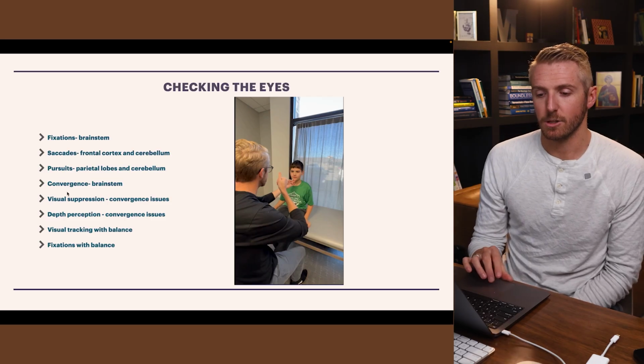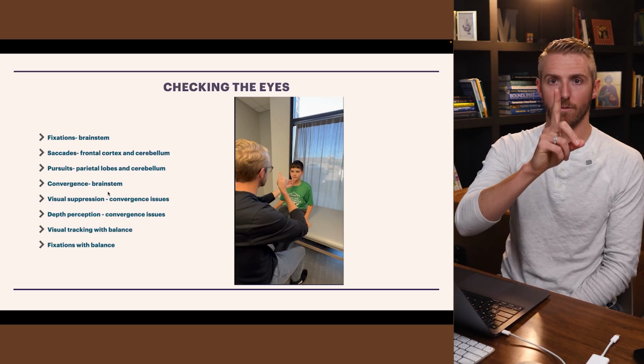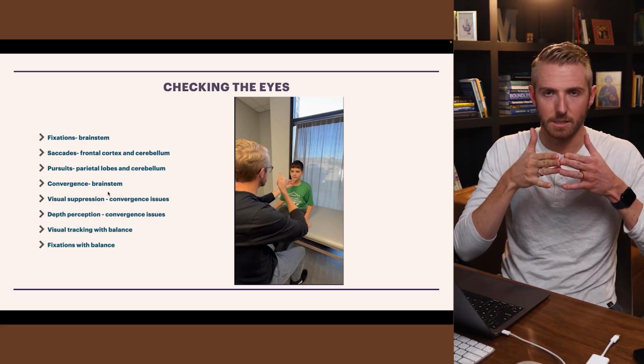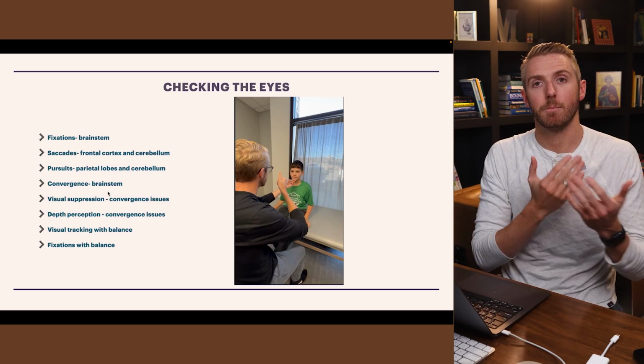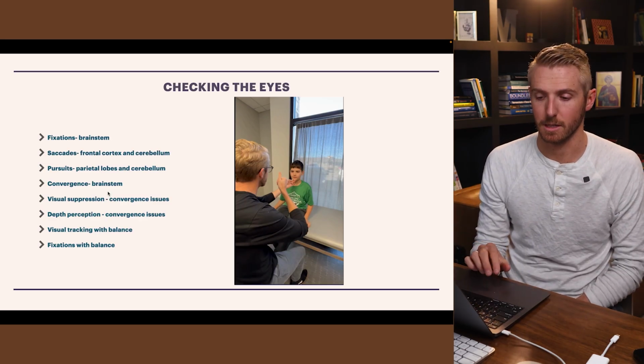Anyways, back to convergence. Convergence is from our brainstem. So convergence is the ability to converge our eyes in and keep a single image, using both eyes and bringing them in together. It gives us depth perception, the ability to catch a ball, that type of stuff. Kids that can't catch a ball typically can't converge.